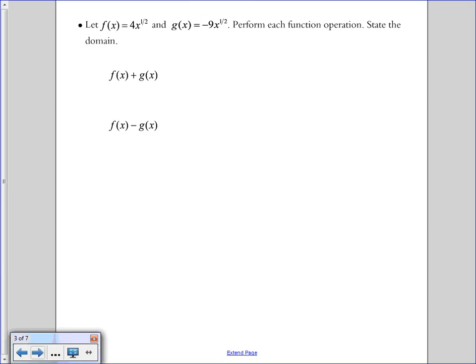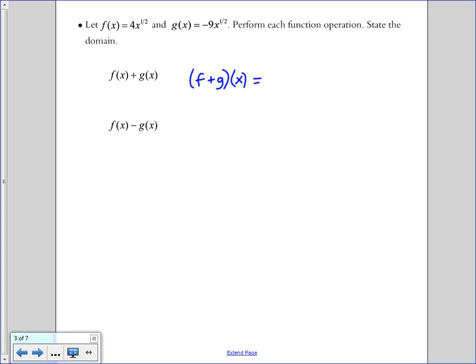Now we can start combining our functions together and answering these questions. So if it says, here's f of x and g of x, perform the function operation, that just means add them together if it says add, subtract if it says subtract, and so on. For this one, I like to write my final answer as (f + g)(x). You can put the f plus g in a single parentheses, and then just combine them.